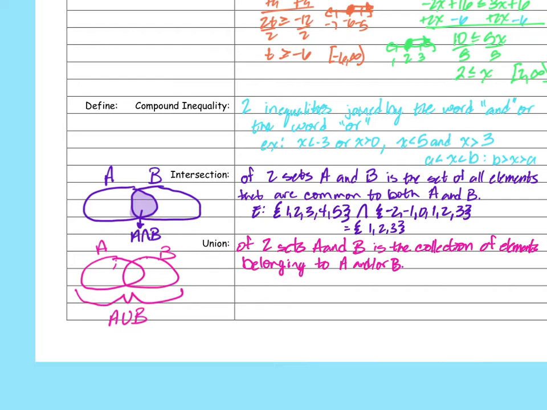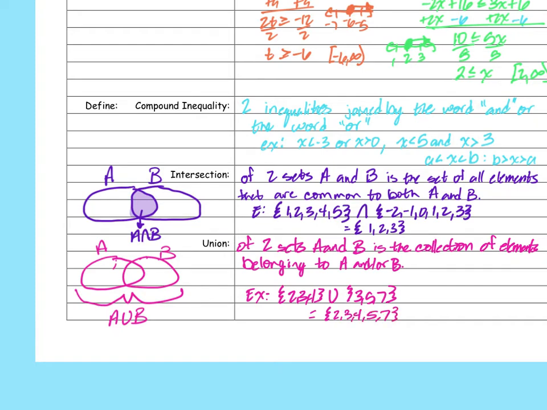Okay, so my example on this one, I have a little bit more room here. If I have the set 2, 3, and 4, and I want to find the union of 3, 5, and 7. So union is everything that's in both sets. So it's everything. So that means it would be 2, 3, 4, 5, and 7.